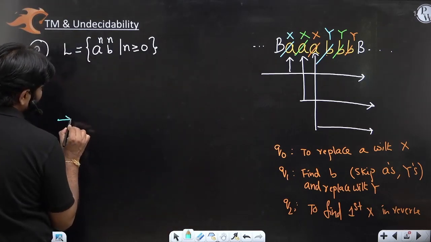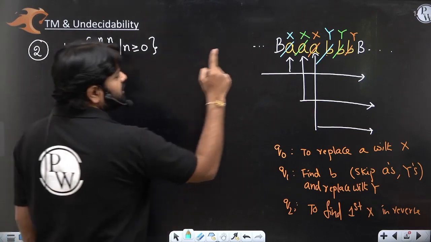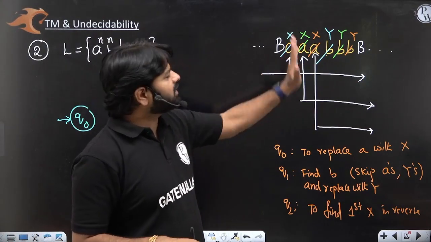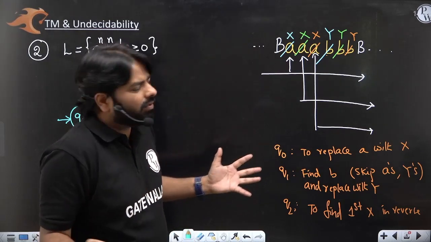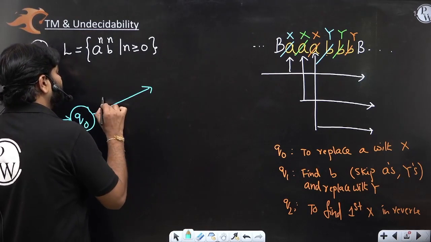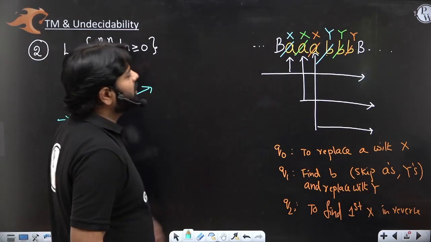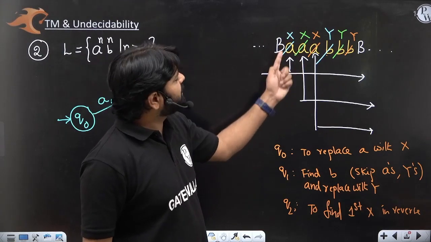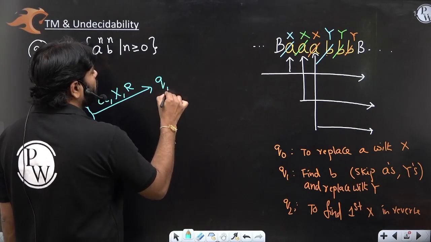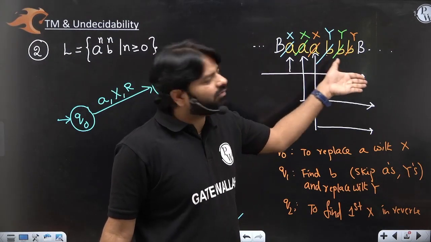Q0 is the initial state, which always sees A's when A's are there, otherwise it sees the Y. When Q0 sees the Y, that means all the A's are done. When Q0 sees the A, it replaces it with X and moves to the right. This is the first job it has to do: A replaced with X and move right. Then it gives control to Q1. What is the Q1 job? Q1's job is to find the B when scanning in the forward direction.